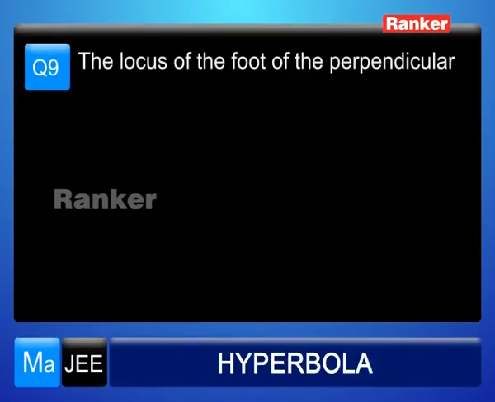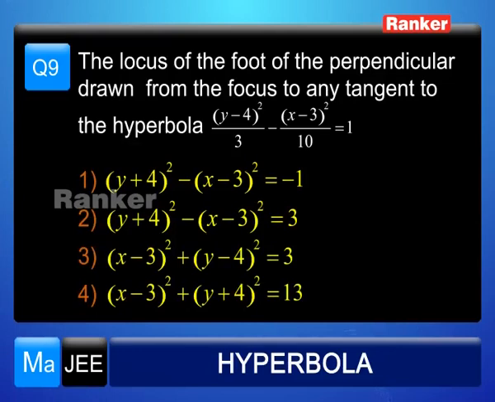Question number 9. The locus of the foot of the perpendicular drawn from the focus to any tangent of the hyperbola (y minus 4) whole square by 3 minus (x minus 3) whole square by 10 is equal to 1 is: first option, (y plus 4) whole square minus (x minus 3) whole square is equal to minus 1. Second option, (y plus 4) whole square minus (x minus 3) whole square is equal to 3. Third option, (x minus 3) whole square plus (y minus 4) whole square is equal to 3. And fourth option, (x minus 3) whole square plus (y plus 4) whole square is equal to 13.